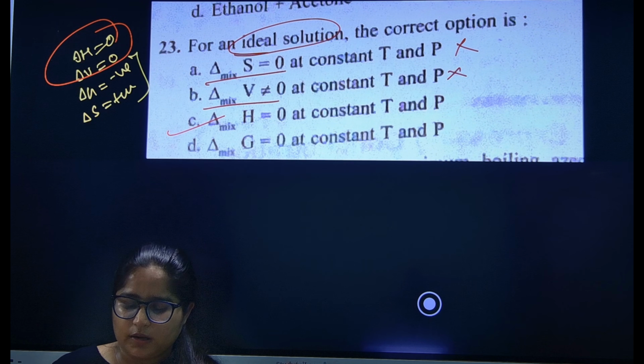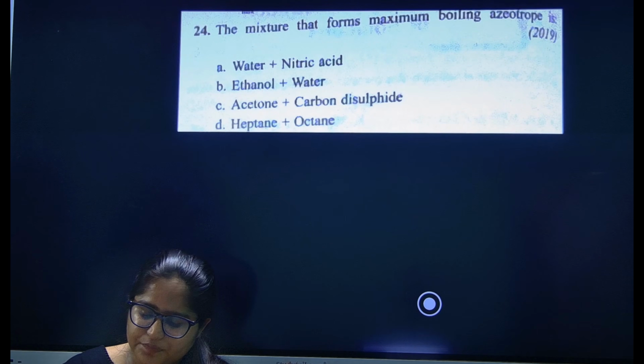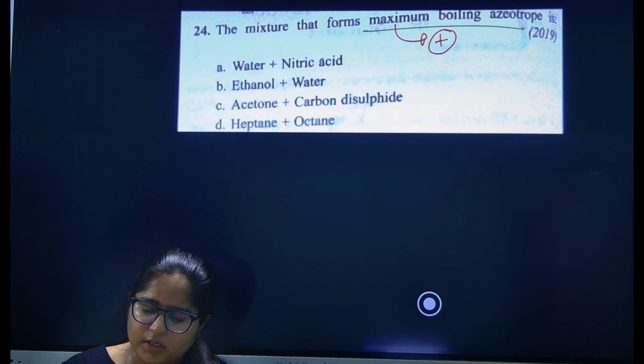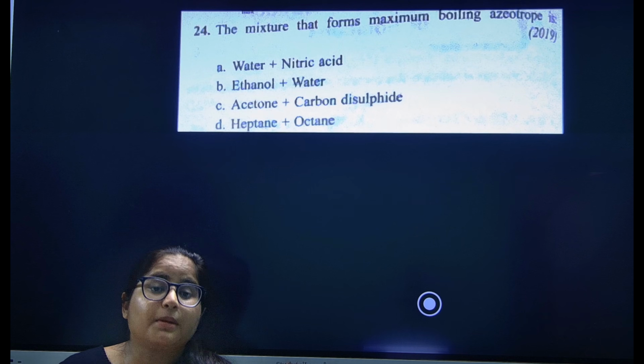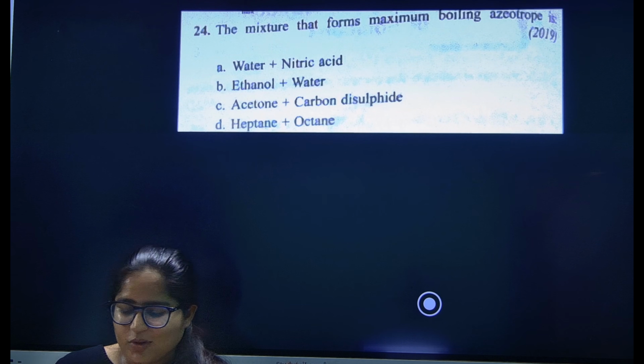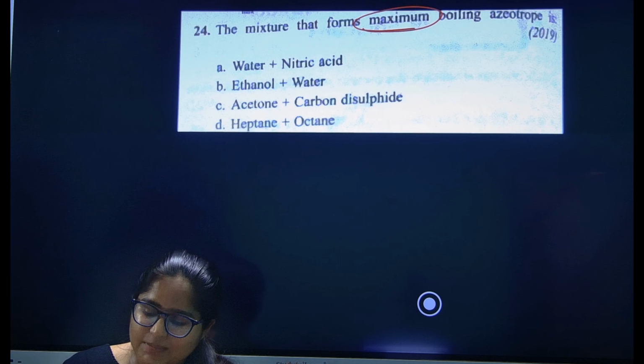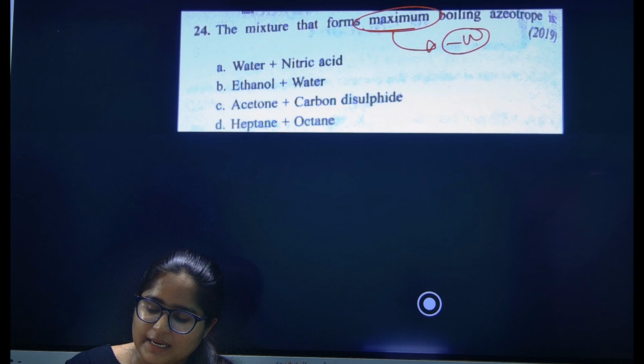Okay, now let us see question number 24. The mixture that forms a minimum boiling azeotrope. Minimum boiling azeotrope means positive deviation. Okay, sorry, it is not minimum, it is written maximum. See, your ma'am is becoming blind and old day by day. It is written maximum boiling azeotrope. Maximum boiling means opposite, it means negative deviation.